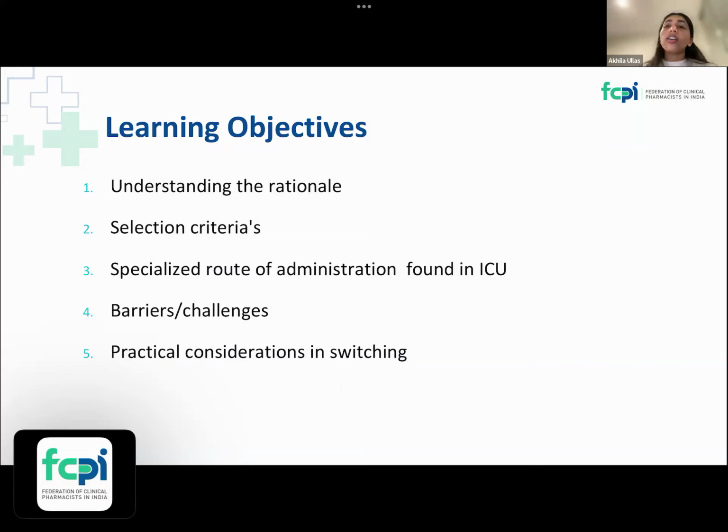So today we are going to learn five objectives which are important in the switching of medications in the critical care unit. First, understanding the rationale. The second one is the selection criteria. What are the selection criteria for the switching, and what are the specialized routes found in the critical care unit, and what are the barriers or challenges in switching, and the last one is the practical considerations in the switching.